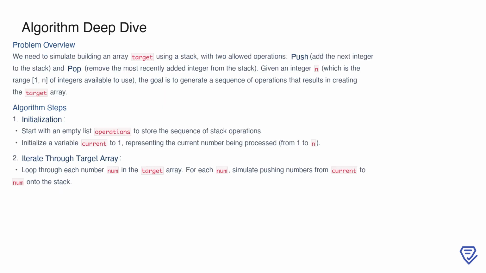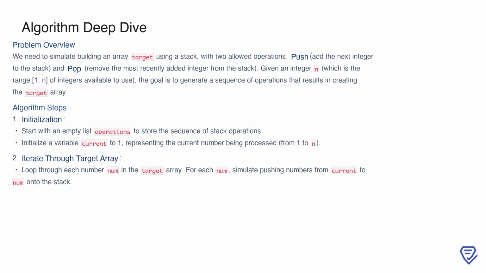In this problem, we aim to construct an array, target, using a stack with two operations, push to add the next integer to the stack, and pop to remove the most recently added integer. We're given an integer n, which represents the range of numbers from 1 to n available to use, and our goal is to determine the sequence of stack operations needed to build target.